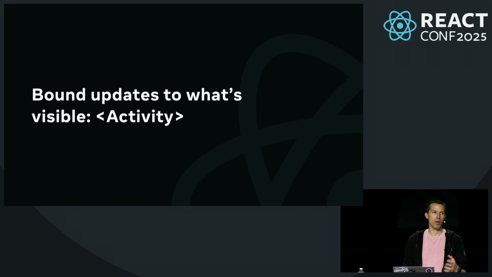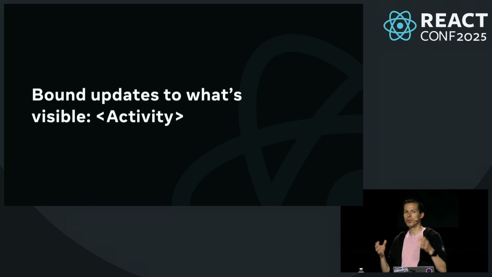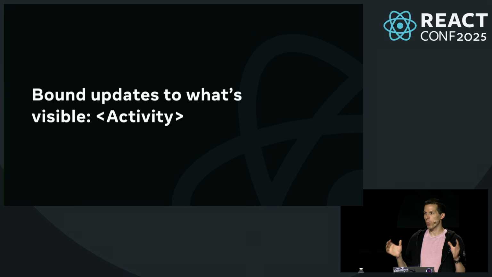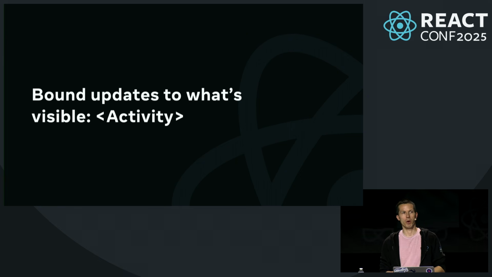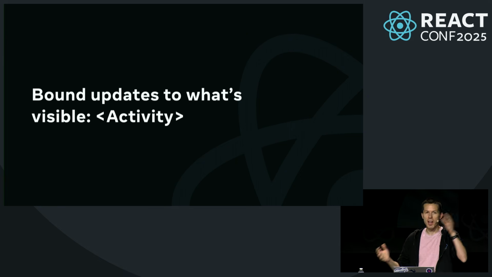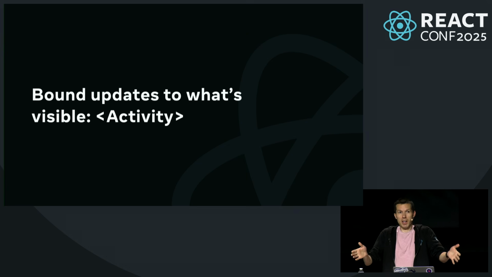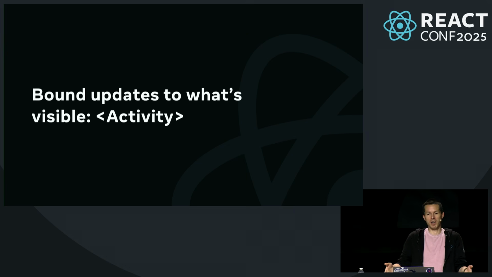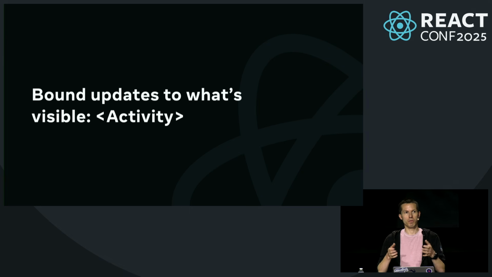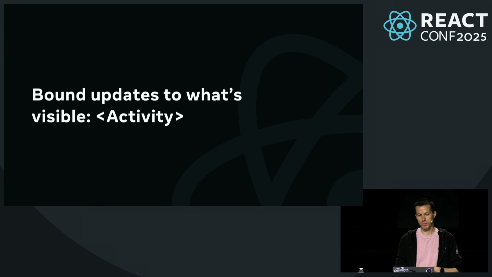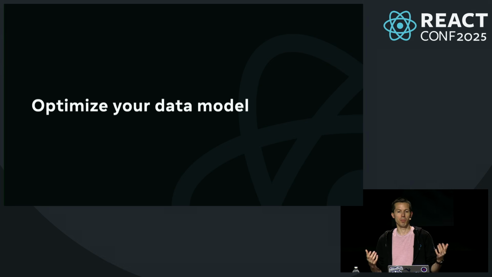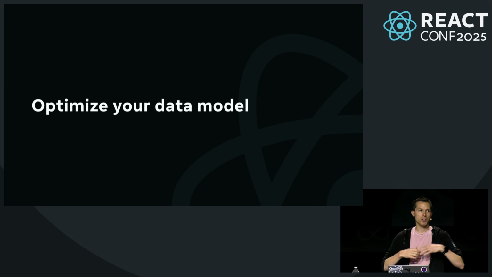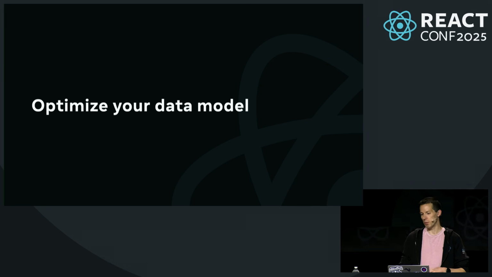Second, bound updates to what's visible. Use virtualization and the new Activity component that Mofe showed to avoid wasting time on components that aren't even visible to the user. So many benchmarks out there will do things like updating 10,000 rows. You can't fit 10,000 rows on your monitor. Don't waste time updating them, right? Bound work to what's visible, and that will help your app stay fast. Finally, where appropriate, carefully consider the data model that you're using for your application. Good data modeling is critical for achieving peak performance.